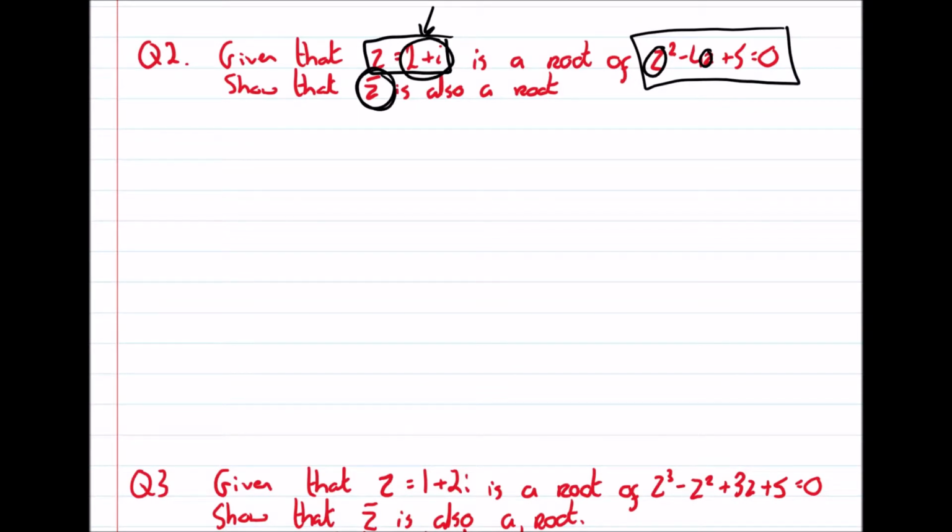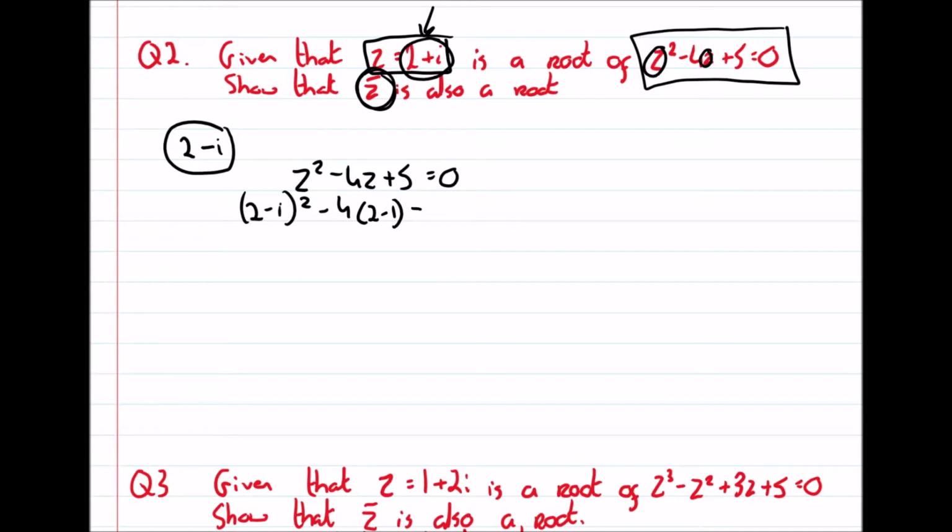Likewise then, if we sub the conjugate in, so 2 minus i, if we sub that in for z in z squared minus 4z plus 5 equals 0, we get (2 minus i) squared minus 4(2 minus i) plus 5 equals 0. If we work that out, we will see that it gives us 0 equals 0.